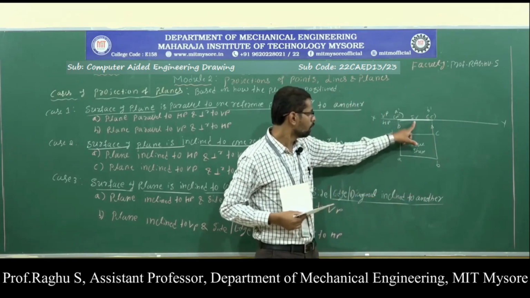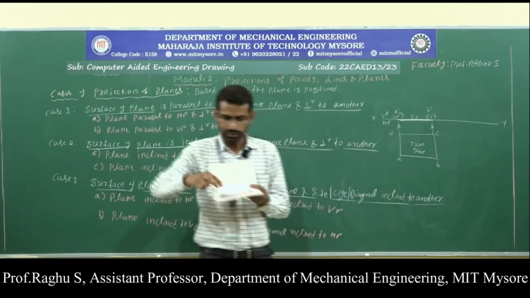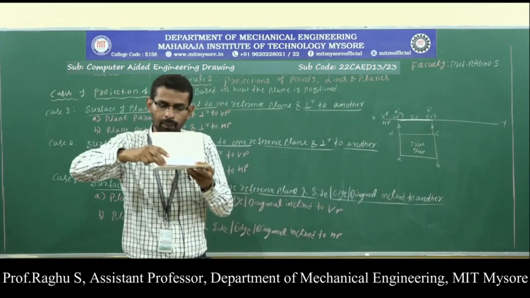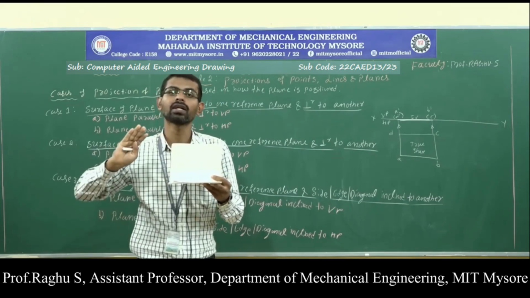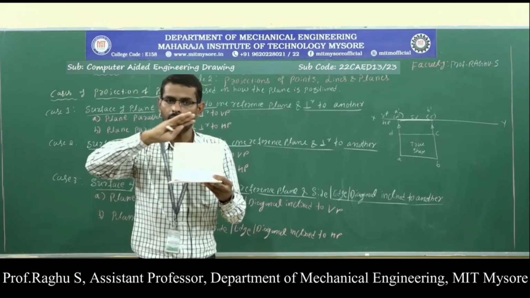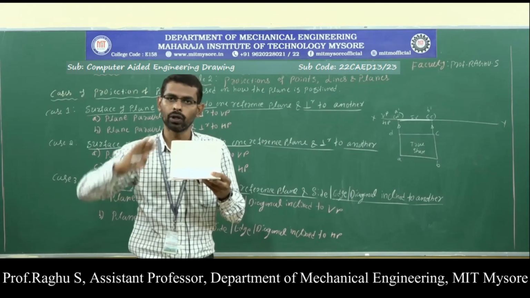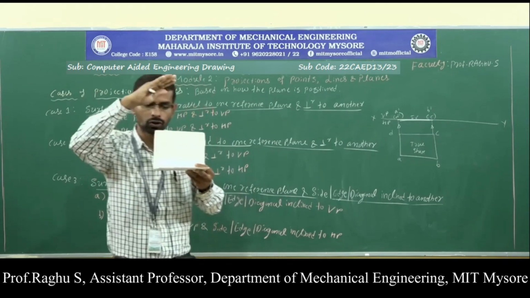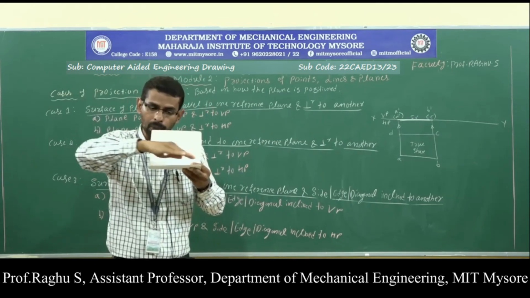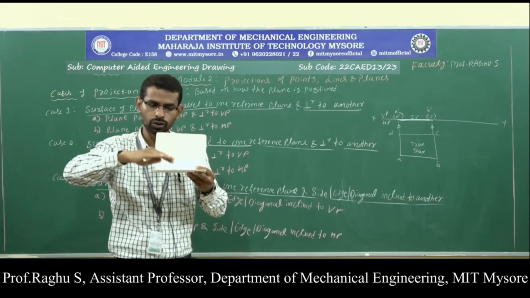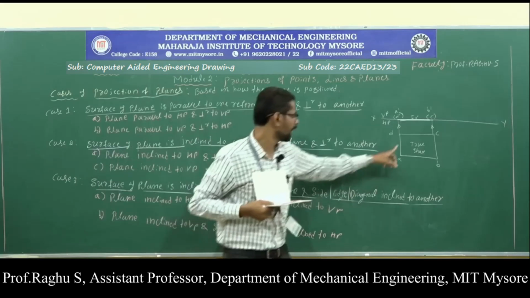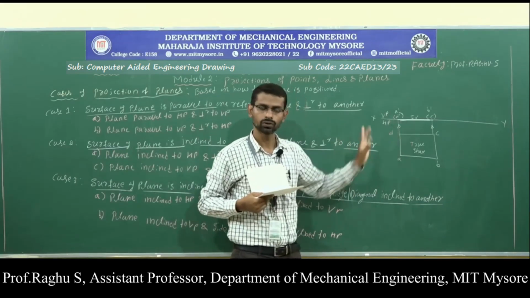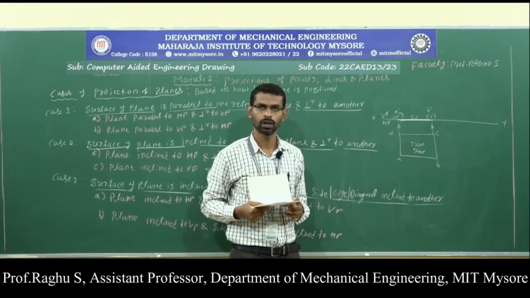The front view comes on the XY line because here I have kept the lamina completely on HP. Since I have ignored the lamina inclination, the lamina is resting completely on HP. So in this position, the top view is the true shape and the front view is a straight line. Here I have written the top view and front view. So this is the first position.